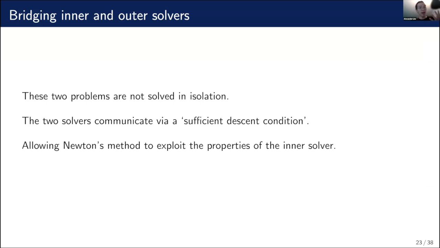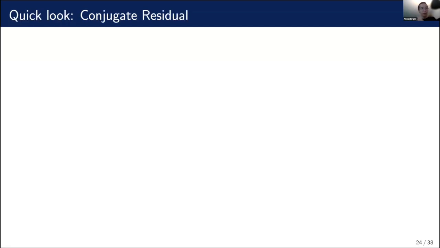By introducing this condition, you allow Newton's method to exploit the properties of the inner solvers, in this case the CR solvers. Because the numerical linear algebra side of it is crucial for my work, I will take a few minutes to look at this one particular subproblem solver, the linear system solver, the conjugate residual.